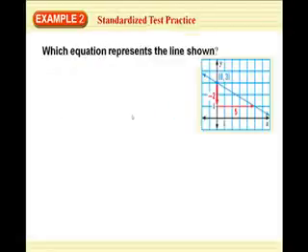Okay, which equation represents the line shown? And I'm going to guess that there's probably some multiple choice. Let's go ahead and just get it. Remember, if our equation is y equals mx plus b, we need two things. We need the slope and we need the y-intercept. So let's take a look at our line. Right here is where it crosses the y-axis, which is at 3. So b would be 3.